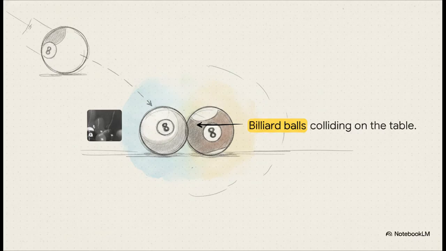To anchor this rather abstract concept of causation, let's look at a classic, totally tangible philosophical trope: billiard balls colliding on a pool table. When you see a cue ball strike an 8-ball and the 8-ball rolls away, you instantly assume the first ball caused the second one to move. It's just common sense, right? One event forces the next event to happen. We expect it with absolute certainty. But the deeper we dig into this, the more elusive that invisible force actually becomes.